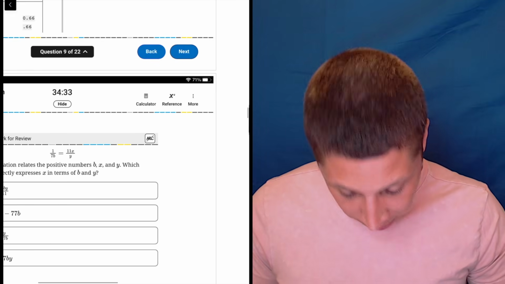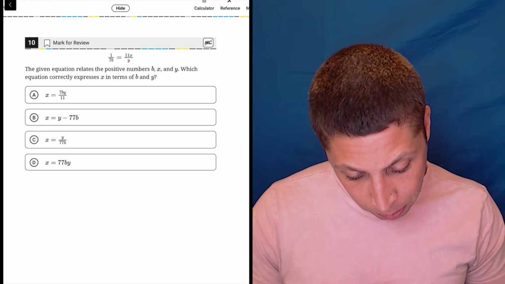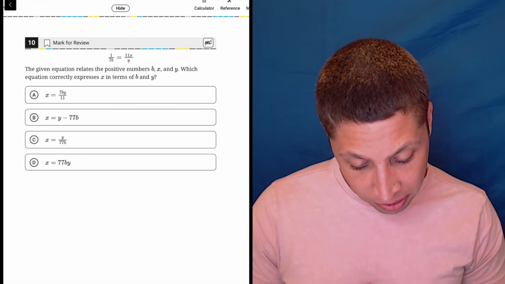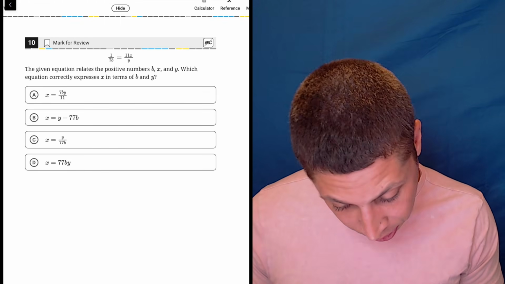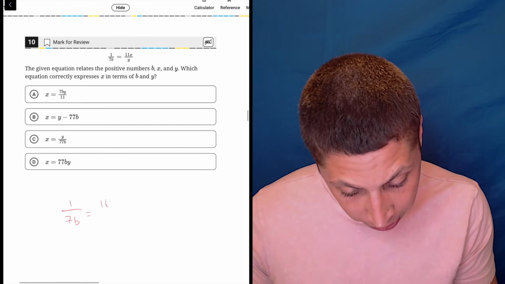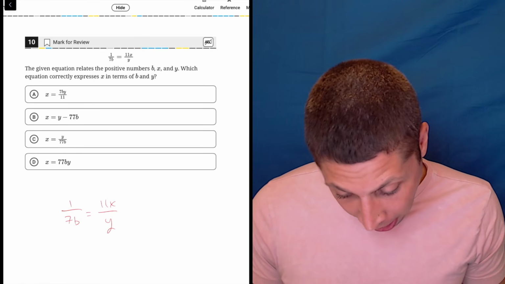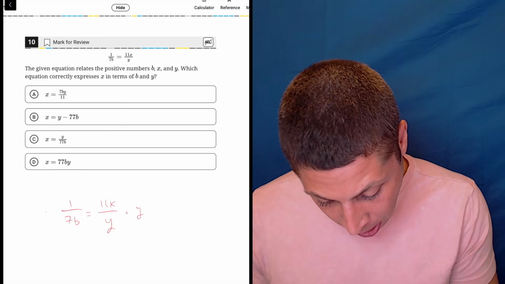Okay, how are we doing on time? 26 minutes left. Okay. The given equation relates the positive numbers b, x, and y. Which equation correctly expresses x in terms of b and y? So I'm solving for x. So 1 over 7b is equal to 11x over y. So we're solving for x. So I would multiply y on both sides.